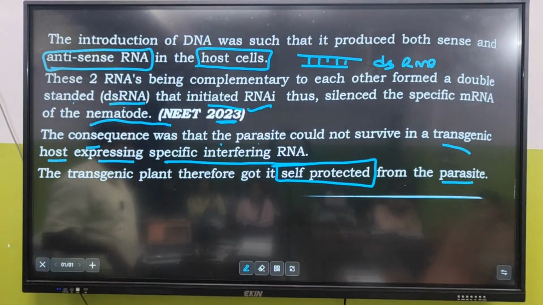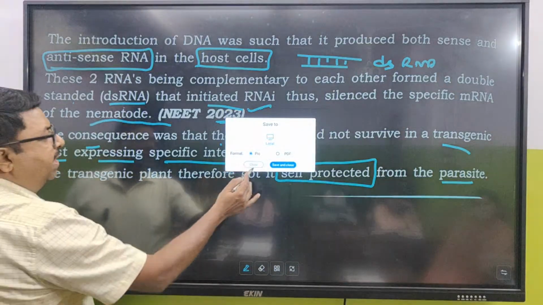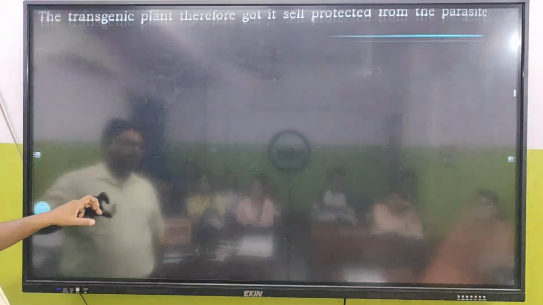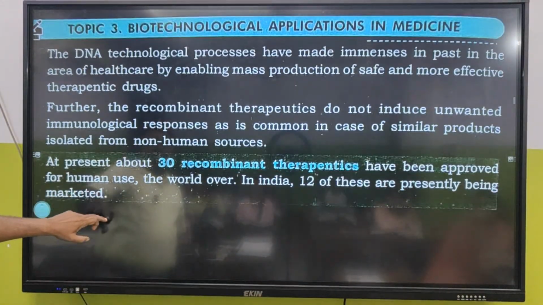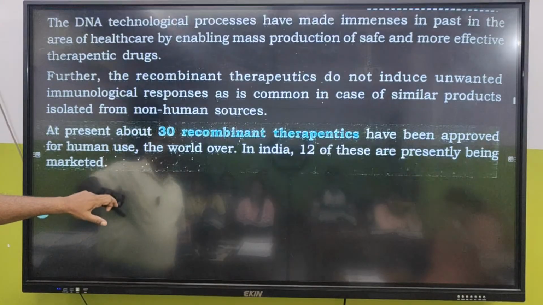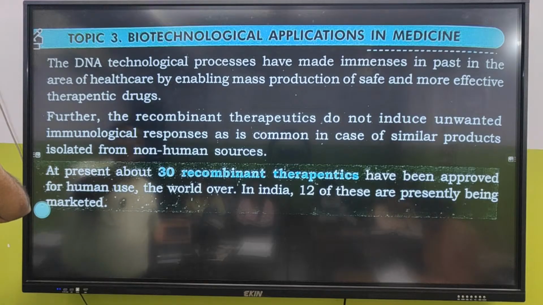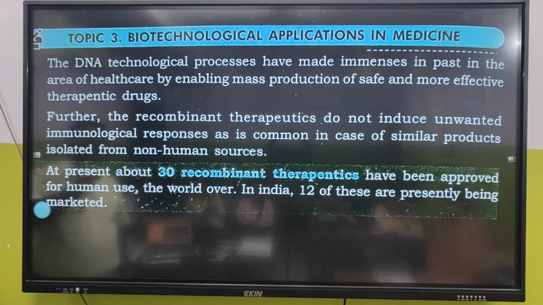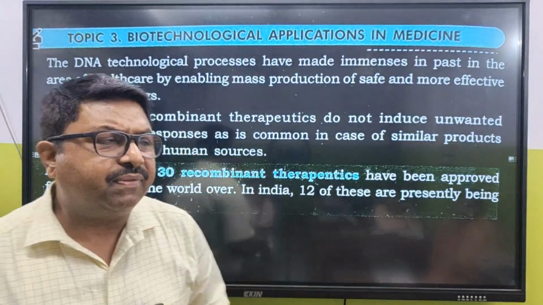Any issues with this? Do you have any question you can ask me? Can we solve some of the questions asked from RNA interference? Let us solve some of the topics and then we are going to solve some of the questions. Biological applications in medicine. Is it clear till here? Any issues? Let's find out what the NCERT has to say.